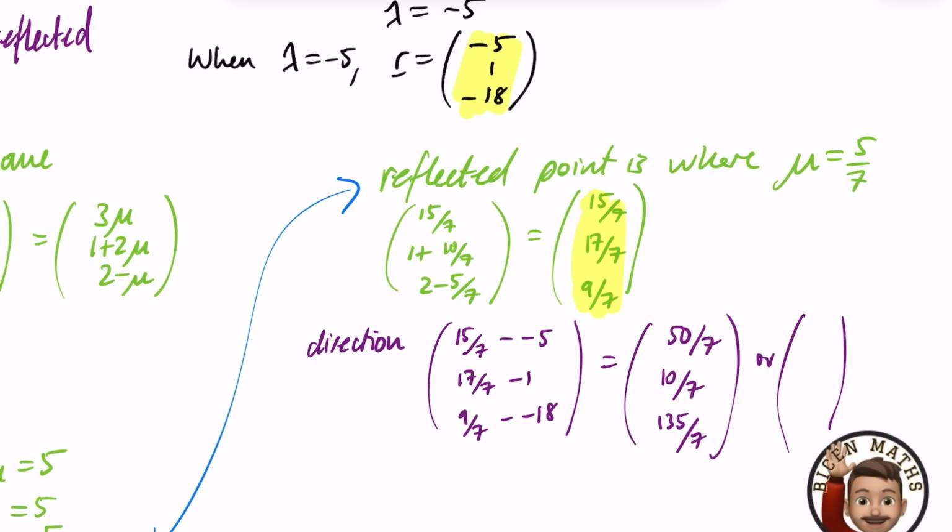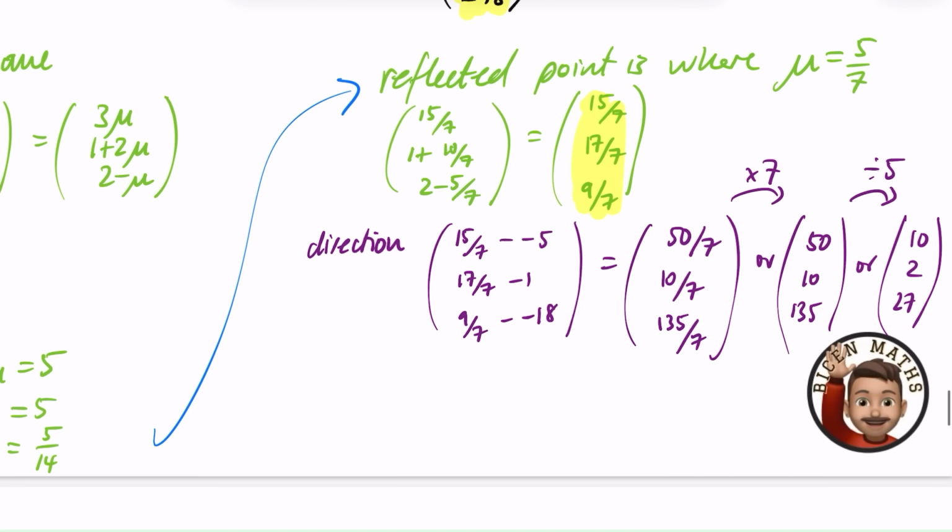So if I times everything by 7, that's 50, 10, and 135. And if I also go and divide it by 5, I've got 10, 2, and 135 divided by 5 is 27. So to go from here, I divide it by 5, and to go to here, I times by 7. So I've now finally got a direction of the purple line.